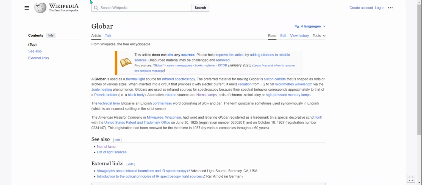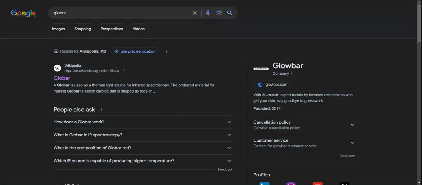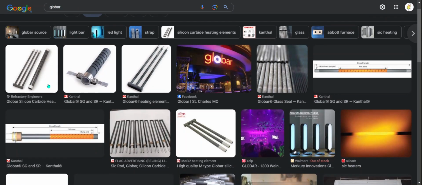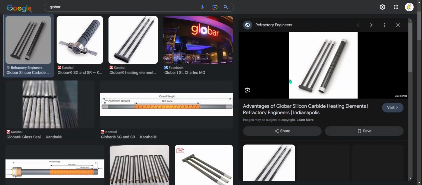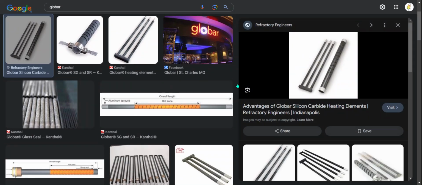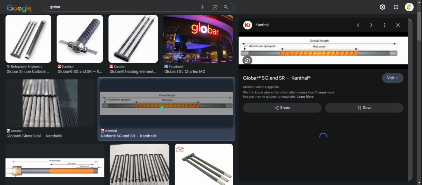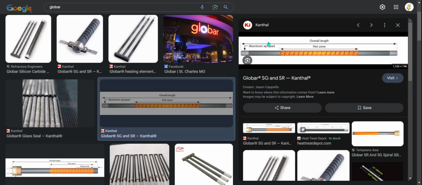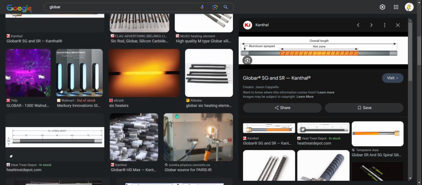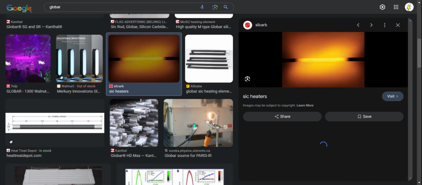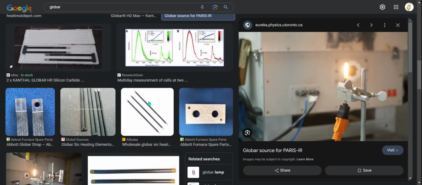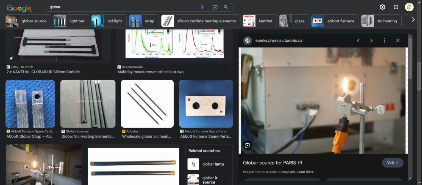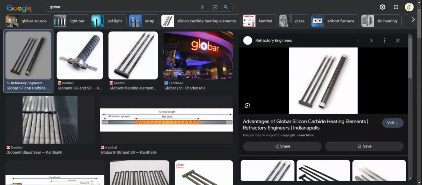Let me see if I can get a Globar image. Okay, you get the gist. It is literally just a silicon carbide bar. Must heat up. Here's a nice picture. Aluminum sprayed hot zone overall length. Yeah, interesting stuff. There's one heated up. Okay, yeah, it looks very hot. How about that? Cool.